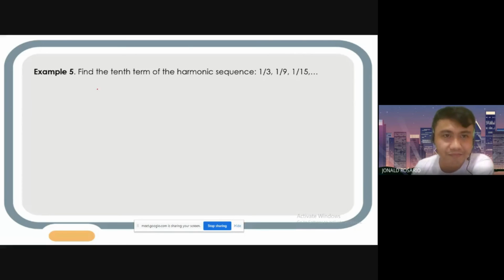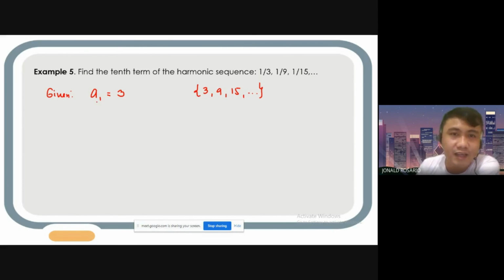Okay, example. Find the 10th term of the harmonic sequence 1/3, 1/9, 1/15. Given, ulit, our a sub 1 is the equivalent arithmetic term, which is 3. Kasi kailangan nating ilagay yan sa arithmetic para hindi tayo malito. Yan ang katumbas niyang arithmetic. So, yan yung kailangan natin as a sub 1, which is 3.